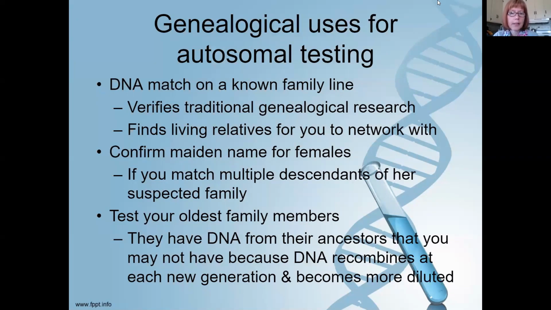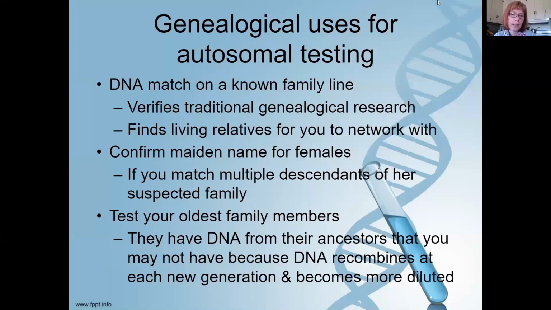You want to be sure that you are testing your oldest family members first. They have more DNA from farther back than you do. So DNA inheritance is all about numbers. I have 25% from each of my grandparents, roughly speaking. My mother, if I tested her, has 25% from each of her grandparents. So she has twice as much DNA than I do from the different relatives, and she has 50% of her parents' DNA.